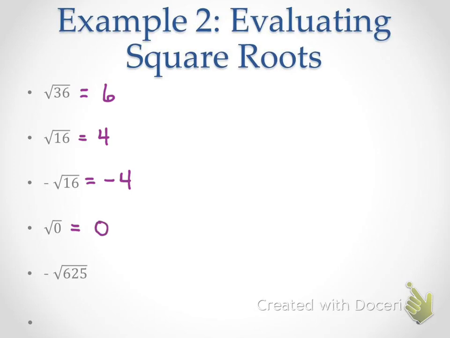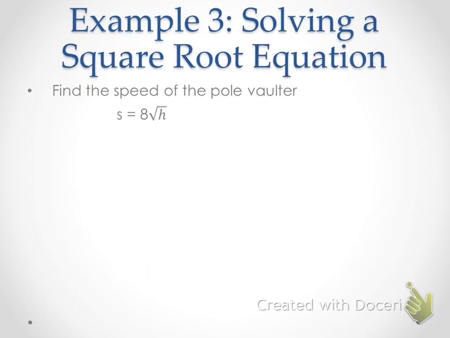All right, and what about the negative square root of 625? What do you think? Krista? Negative 25. Someone raise your hand and tell me, why is it negative 25, not positive 25? Tyler? Very good, because there's a negative out in front of the radical. All right, so for these where you're evaluating the square root, make sure you're watching for that negative. Any questions on example 2?